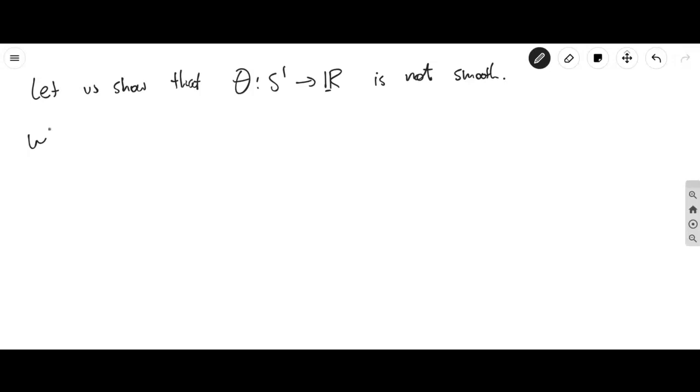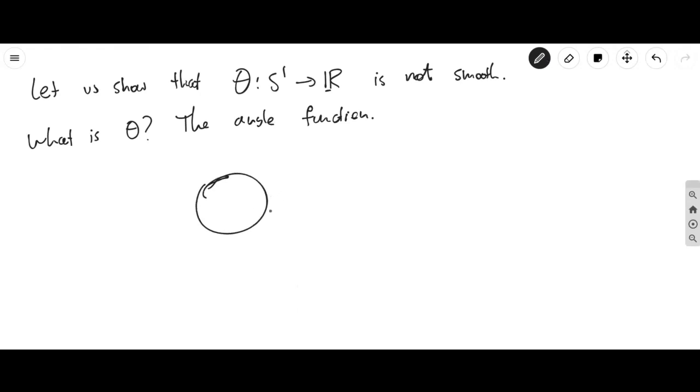So what is theta? This is the angle function. Now the problem with the angle function is that the angle poses a lot of difficulties. So we go back to the circle like this, and I pick, let's say, that point over there, and I ask you, what is theta?